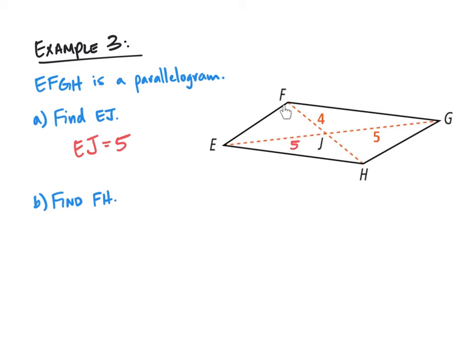Now to find FH, we can realize that JH would be 4. It'd be 4 because FJ is 4. And this diagonal, again, got bisected by the other one. So it got cut into these 2 equal parts. So now the length of FH is going to equal 4 plus 4, or 8.